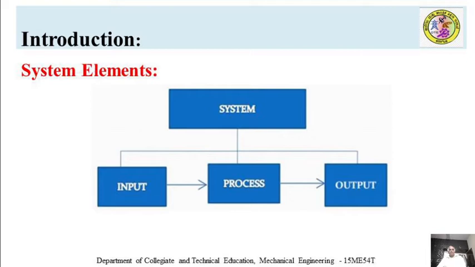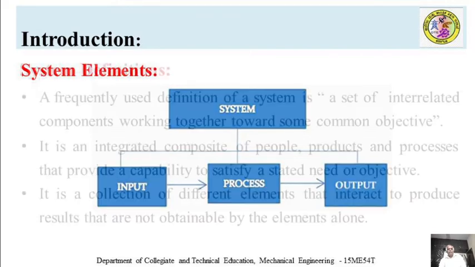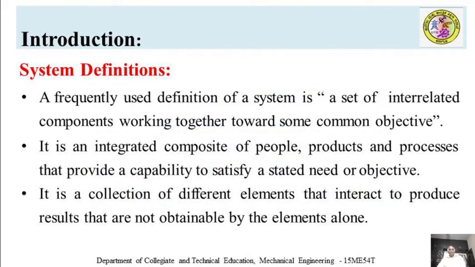So these are the system elements. System elements or input, output. So in between input and output there is a process. So there are different definitions of system. The most commonly used definition is, it is a set of interrelated components working together towards some common objective. This one we have already discussed. So it means it is a set of number of components which act together to get the desired objective. That is called a system.